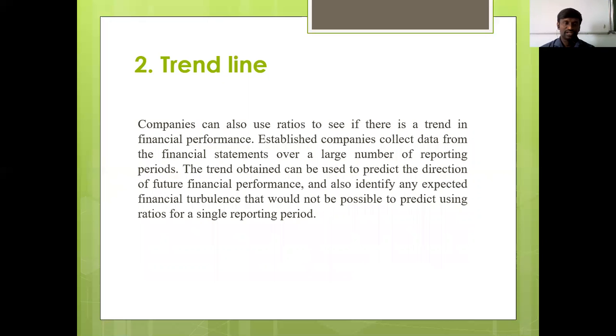The second one is trend line. Companies can also use ratios to see if there is a trend in financial performance. Established companies collect data from the financial statements over a large number of reporting periods. The trend obtained can be used to predict the direction of future financial performance and also identify any expected financial turbulence that would not be possible to predict using ratios for a single reporting period.